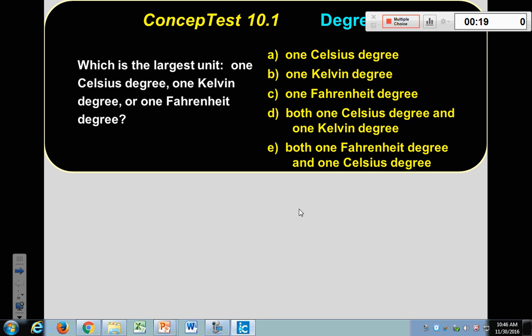Let's go through. All right. So which is the largest unit? 1 Celsius degree, 1 Kelvin, or 1 Fahrenheit degree? Remember, we talked about this, but it has to do with how we set up our scales. Which one is larger, Celsius, Kelvin, or Fahrenheit degree?